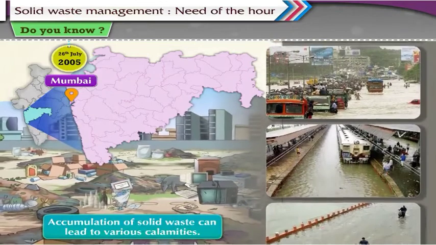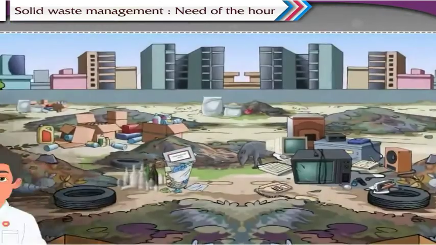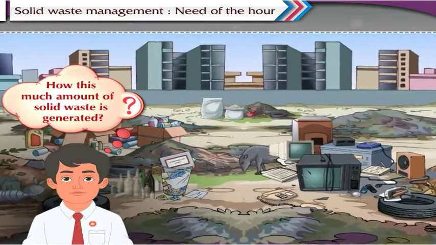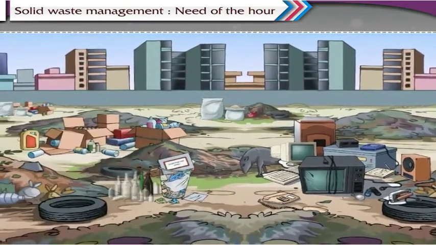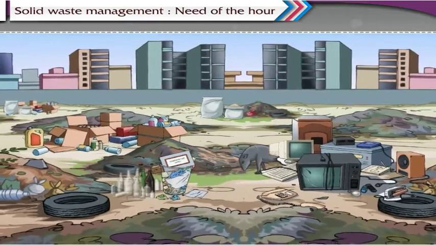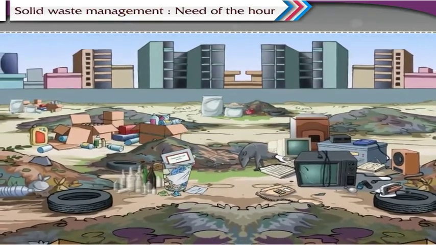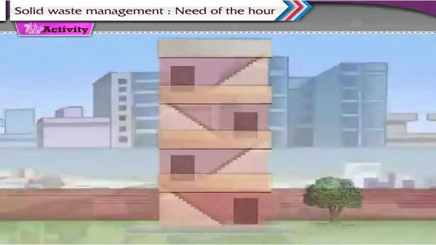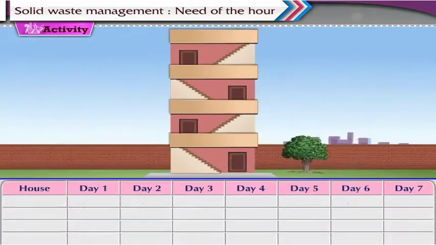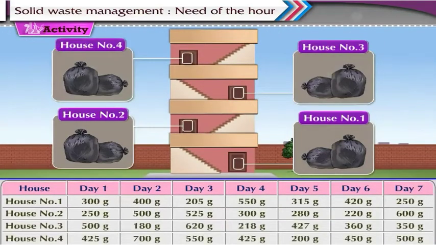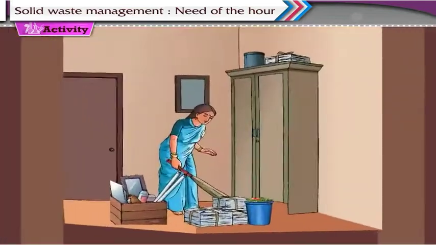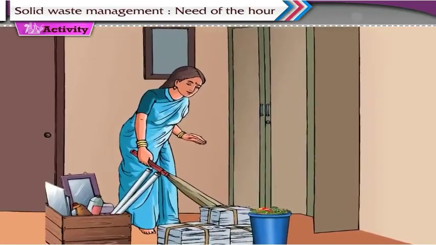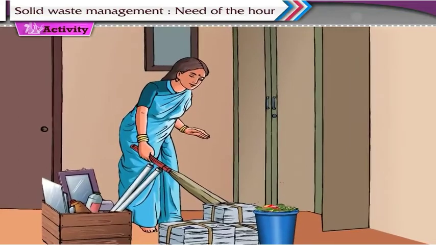Don't you wonder how this much amount of solid waste is generated? Come, let us find out some of the factors responsible for accumulation of large amount of solid waste in our surroundings with the help of an interesting activity. Let us visit one of the residential buildings. We will make note of the amount of garbage collected from each house for a week. After 1 week, based on the recorded observations, we can conclude that large amount of solid waste is produced every day from our houses.